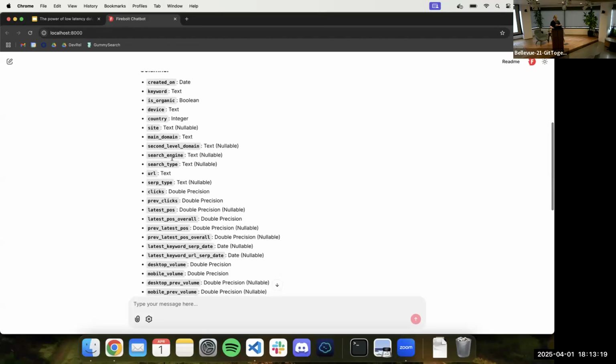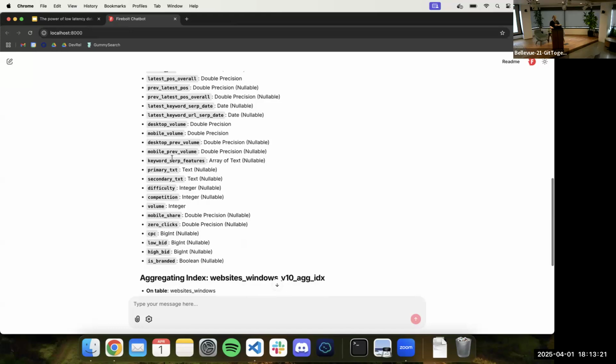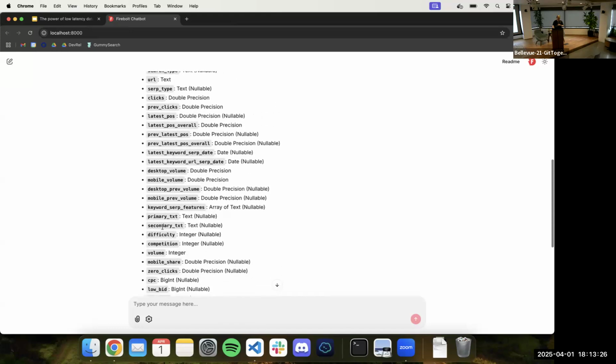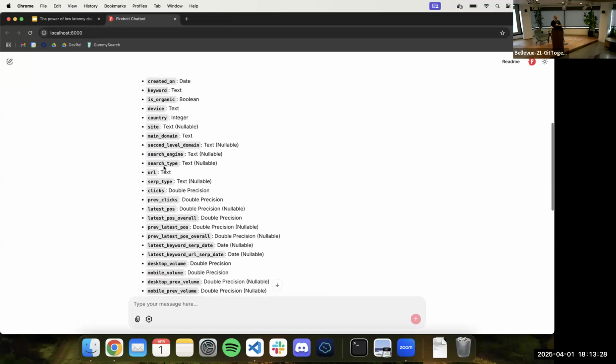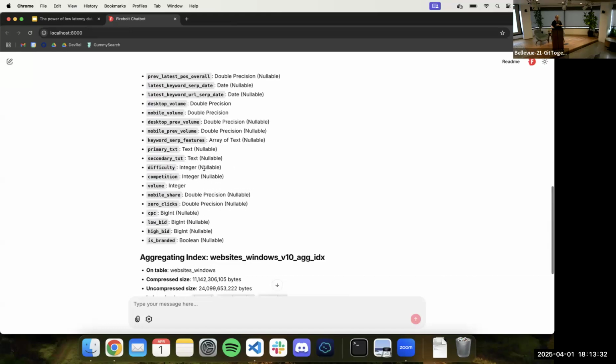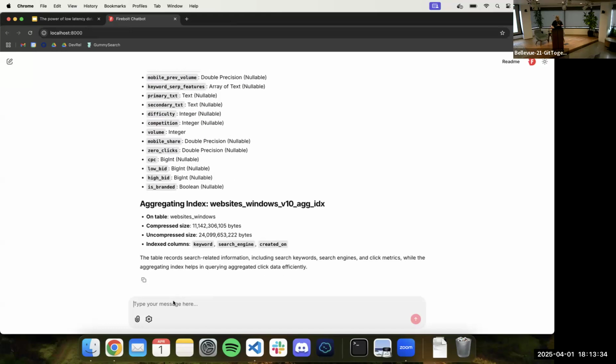And then we can look at all of the data that exists in this data set, the full schema of all the information here. Some of this I don't even understand. I don't know what difficulty is, but we can look at, for example, search engine, main domain, where we're clicking to, keywords that we're searching, etc. So I'm going to ask a question about GitHub.